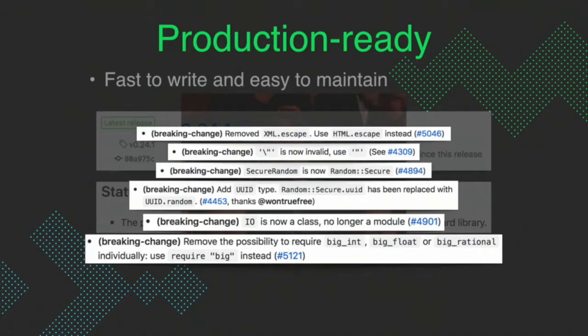Because we have things like removed xml.escape, use html.escape. So we just use a different class here. Then we have a different literal. Then we have another change that just changes a class name. So those are the changes that are really easy to apply in your code. Your code is really easy to update, usually. Because sometimes, when low-level things change, your libraries may break.